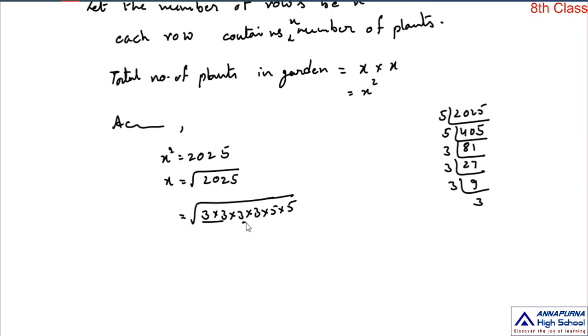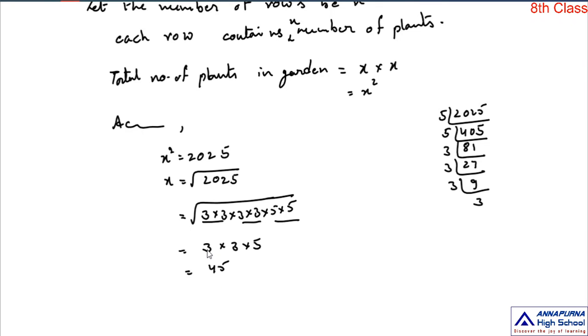Okay, so let us find out the pairs. Here totally we have 3 pairs. So let us take one factor from each pair. So 3 into 3 into 5. So it is equal to 3, 3 is 9, 9 5s are 45. That means this 2025 is the square of this 45.